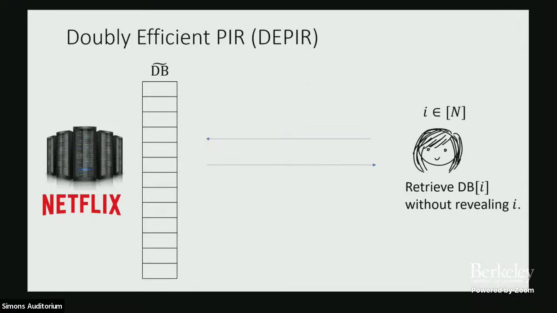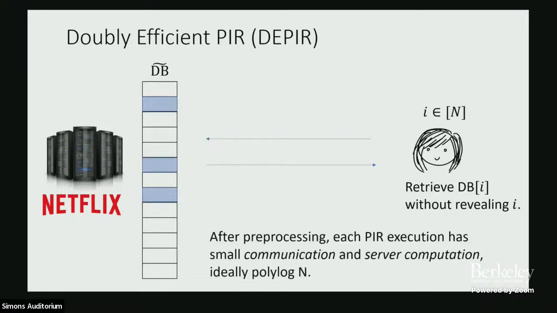And then any client can come and want to read the ith location, they can run an efficient protocol where both the communication of the protocol and the server computation is small, only polylogarithmic in the data size. Which means that the server can only read some small number of locations in this preprocessed data structure to run the protocol. Okay, ideally just polylog it.